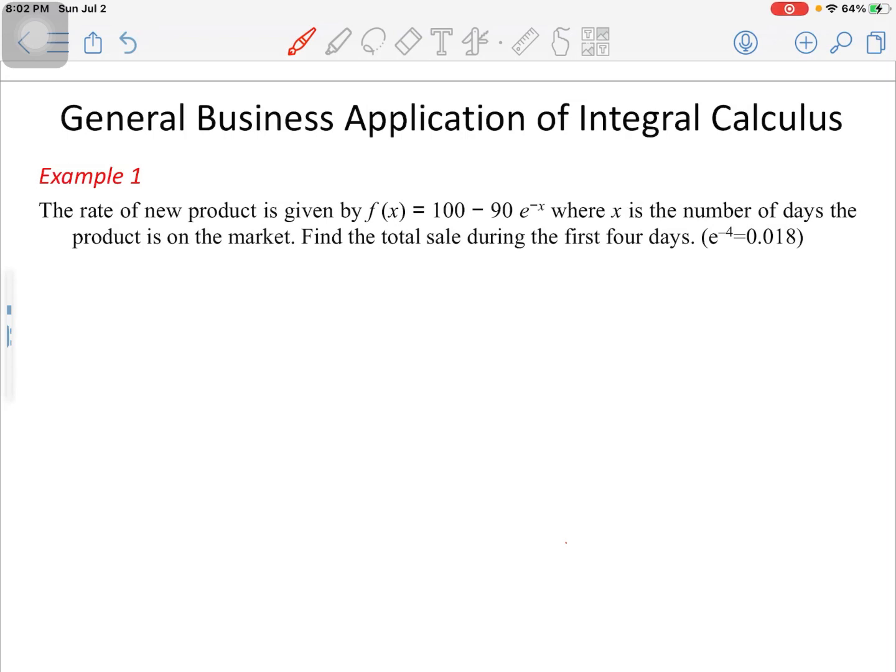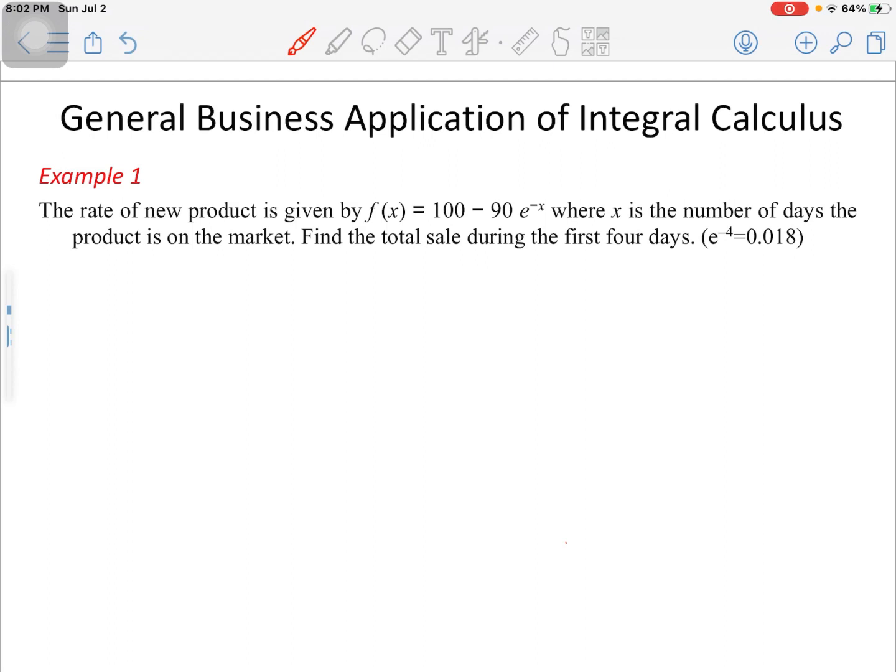Okay, so you are welcome to today's tutorial. Today we are going to look at some general business applications of integral calculus, specifically the rate of growth of sales. So these are some examples of general business applications of integral calculus. So let's start off this way.